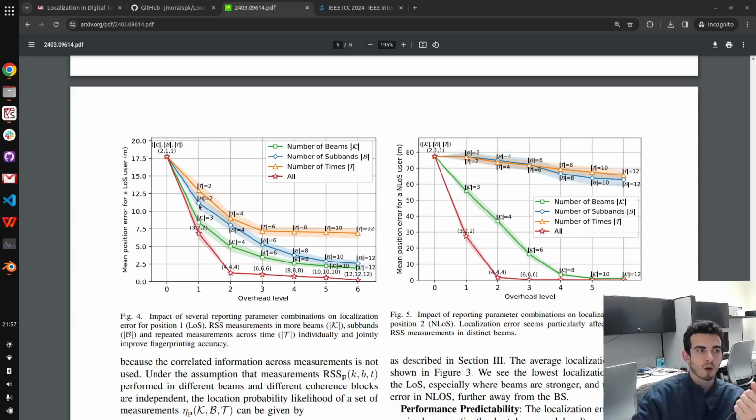And the same for this one. This is 1, 1, 4, 1, 1, 6, 1, meaning it's one beam measured in 6 bands, reported once. Then the same for the beams. This is 4 beams reported in one band once. And then we did all of them together. And as you can see here, some parameters impact more than others, particularly the beams impact more, and as expected, if we measure all of them together, we get the best accuracy.